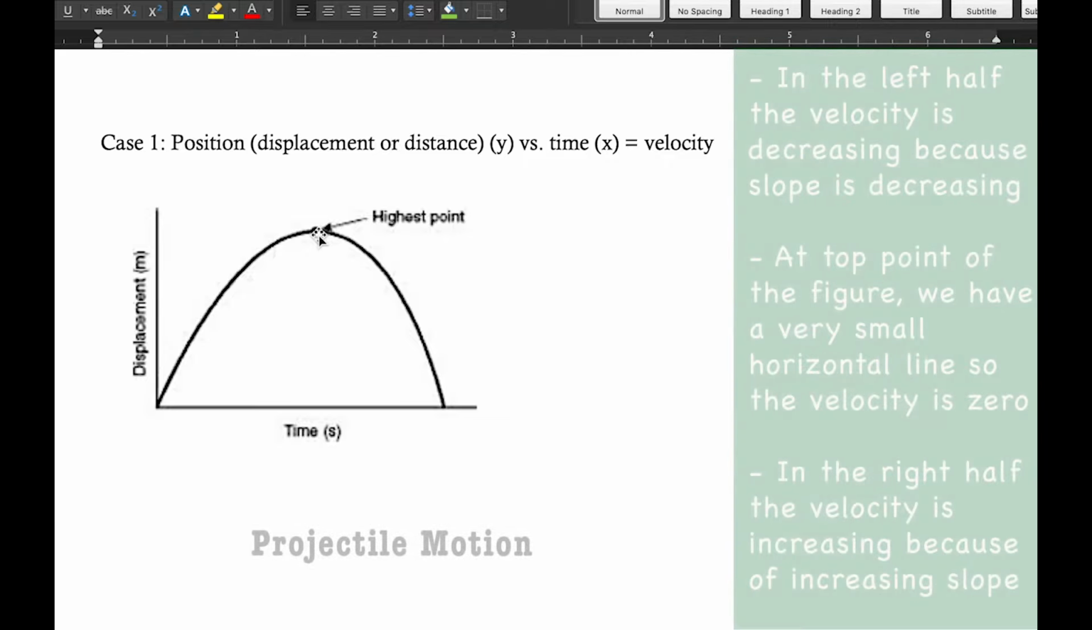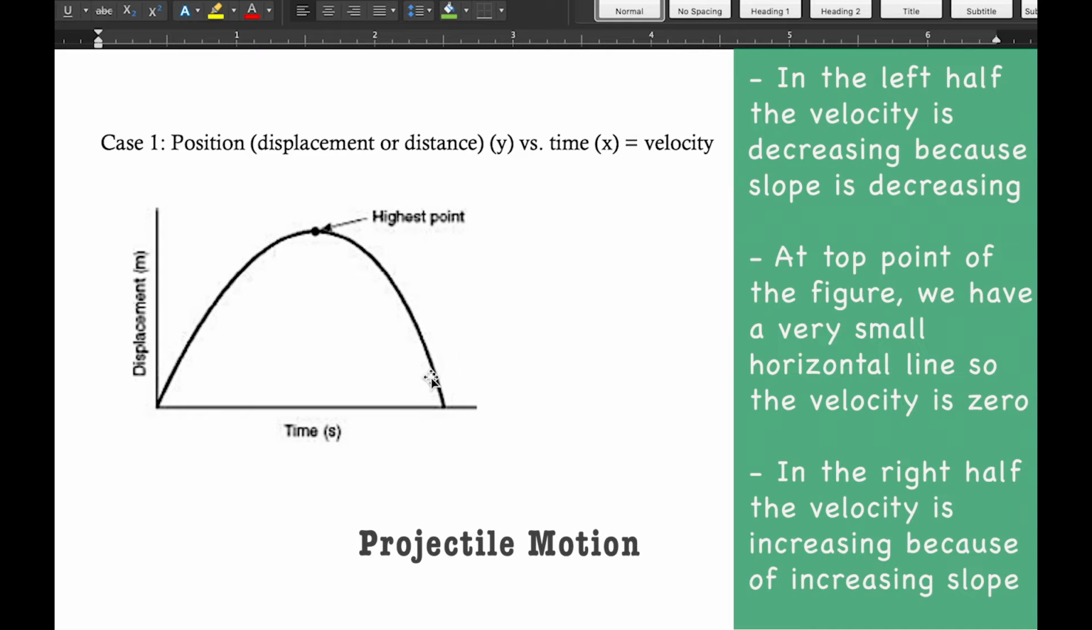Now, we will see this motion later on in projectile motion, where we throw the object up, it slows down to zero for a millisecond, and then starts to increase back again. So, what can we tell from this figure? First of all, this is the first half of the flight. The object is going up and then it's going down in the second half of the flight.